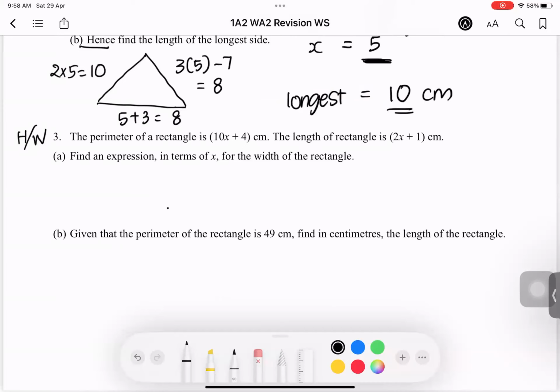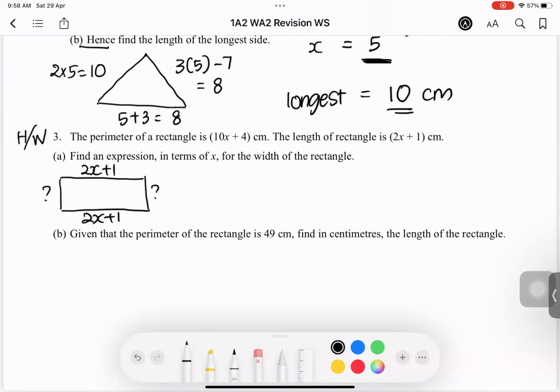The perimeter is given to be this. I give you the perimeter, the total perimeter of a rectangle. Let me draw the rectangle first. I just draw the diagram for you first. Okay, perimeter is 10x plus 4. They tell me the length is 2x plus 1. Then they ask me to find the width. I also don't know the width, right? How are we going to find the width of a rectangle?